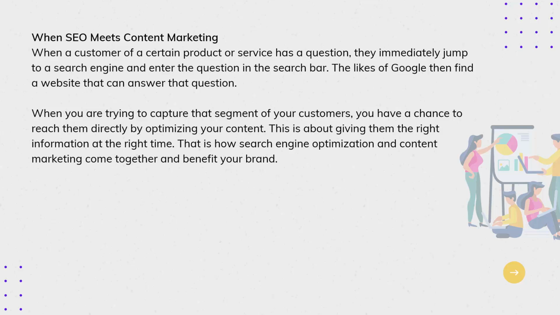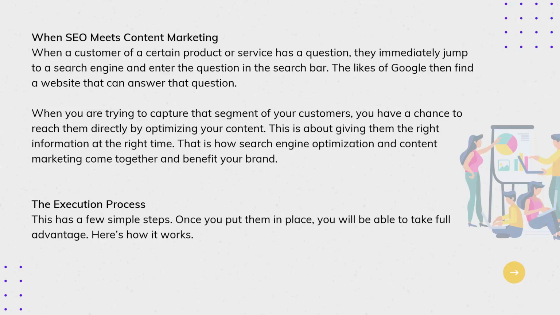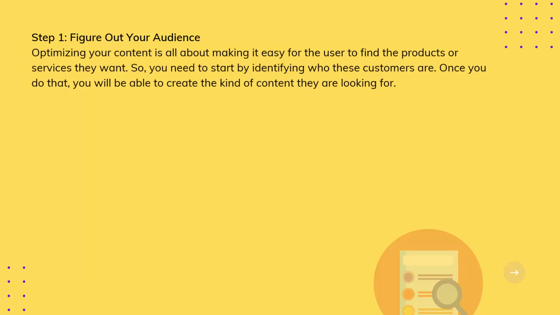The execution process. This has a few simple steps. Once you put them in place, you will be able to take full advantage. Here's how it works. Step 1. Figure out your audience. Optimizing your content is all about making it easy for the user to find the products or services they want. So, you need to start by identifying who these customers are. Once you do that, you will be able to create the kind of content they are looking for.